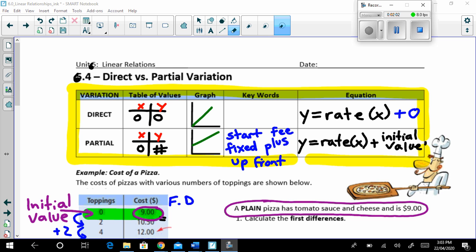Okay, so if you're still not sure between direct and partial, look back at lesson 6.3 where it goes through one scenario of each, or send me a message and I can try to help you out with that a little more. Okay.